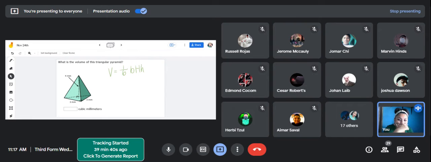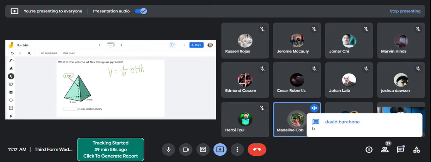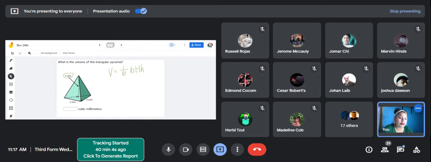Okay, now we need to understand what this means. We can use our diagram that I have right here. The 4, what is the 4 going to be? B, capital H, or h? Height. Okay, and what letter is used to represent height? Capital H or small h? Small h, very good.